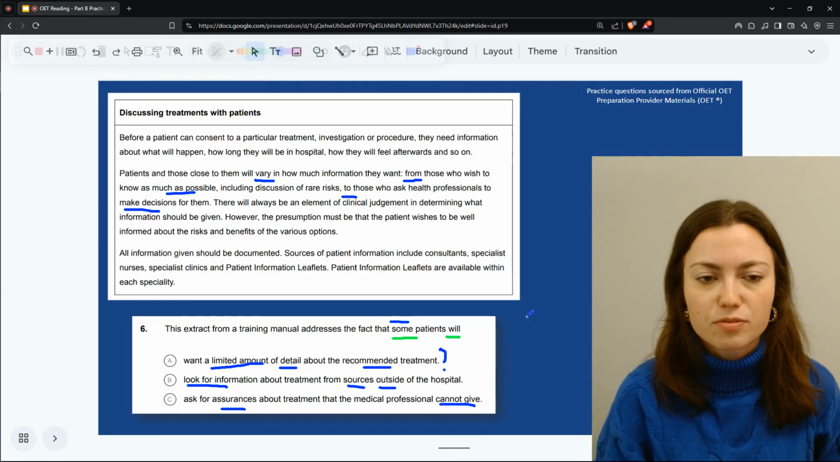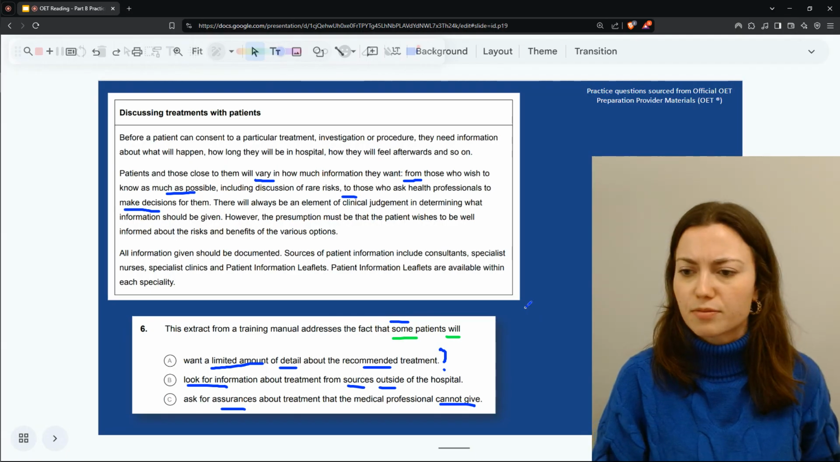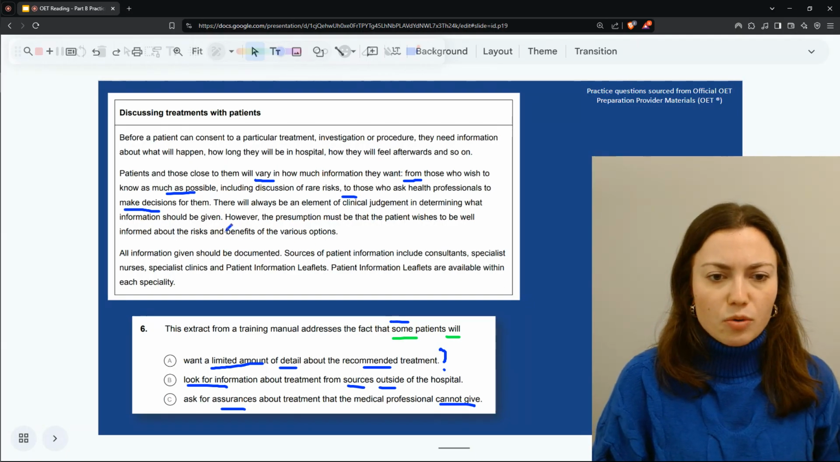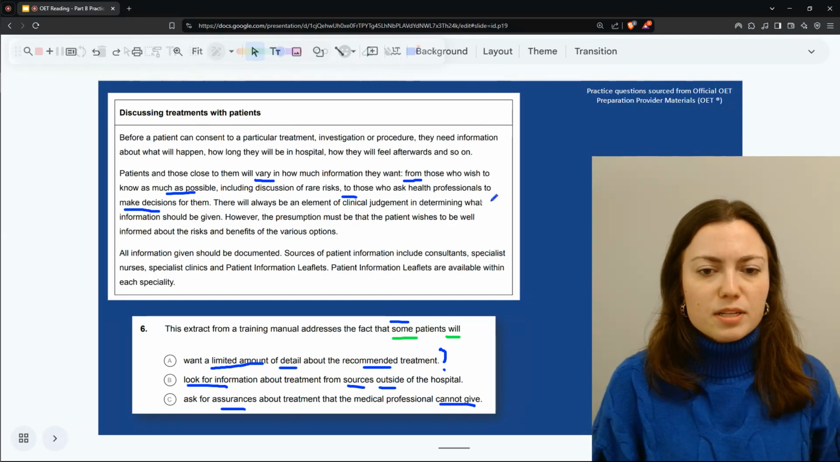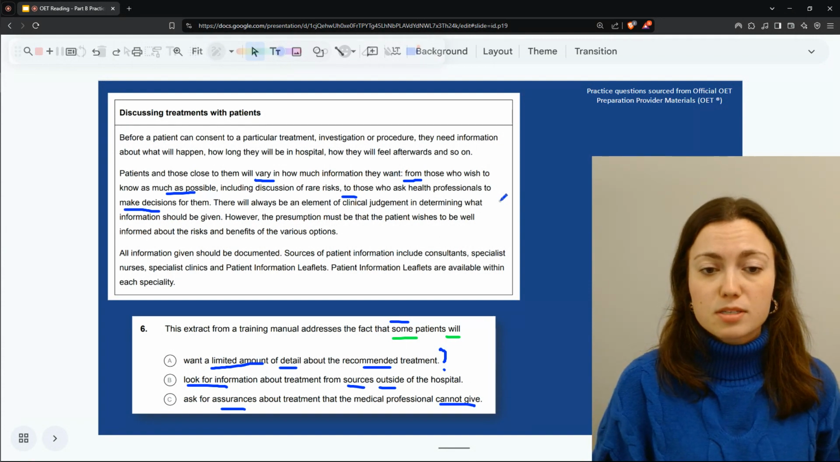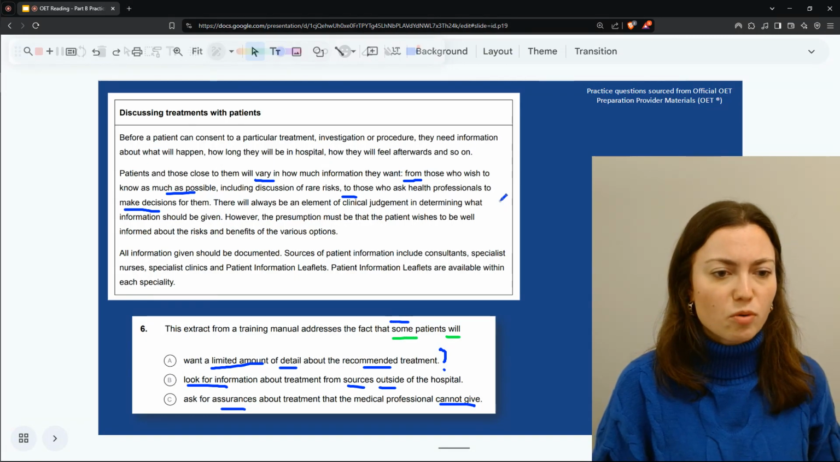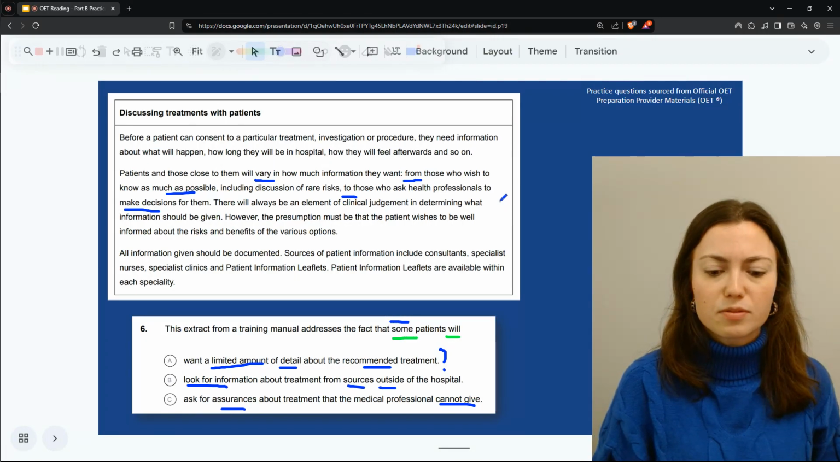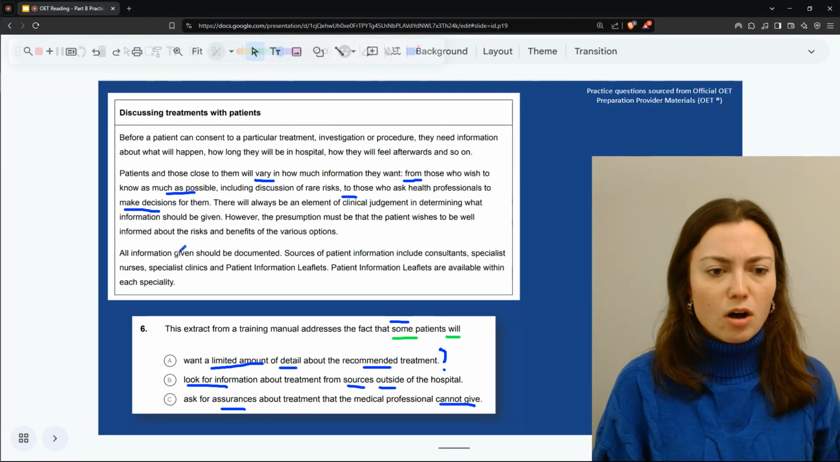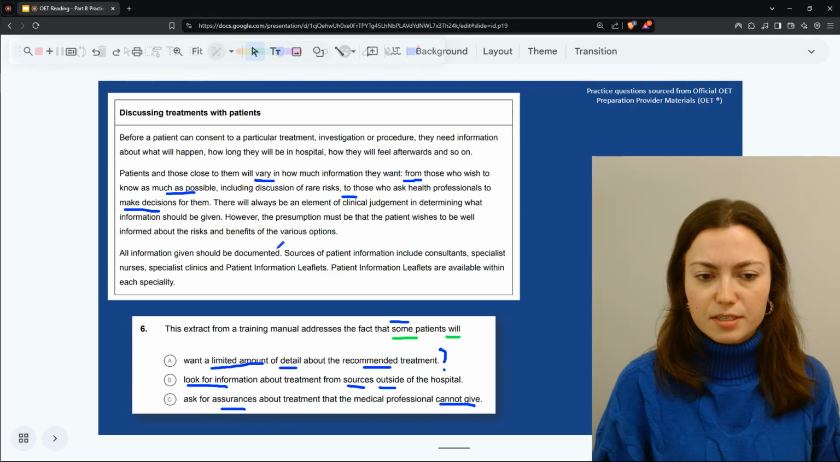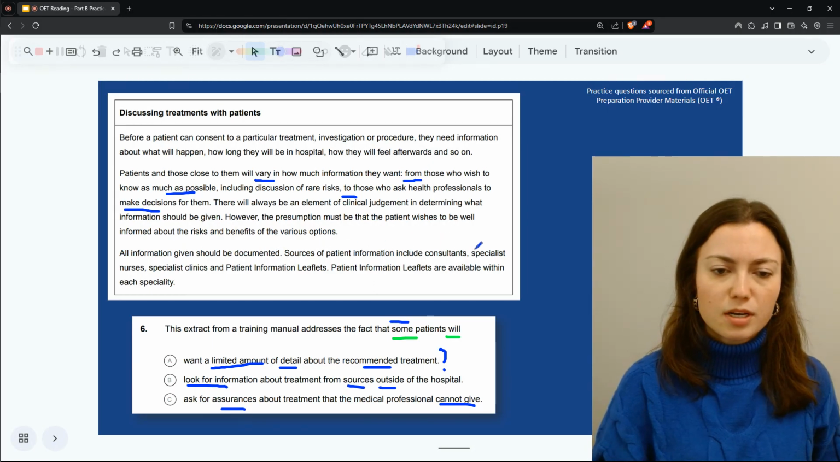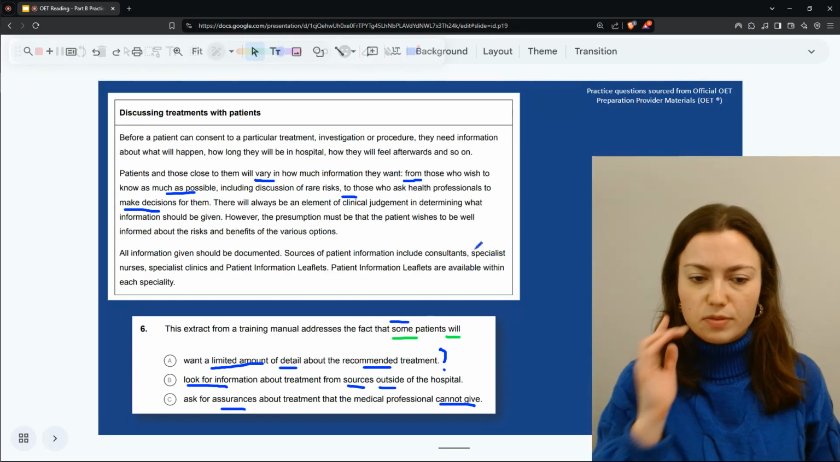I also want to look for evidence to rule out other options if there is. So what do we have? There will always be an element of clinical judgment in determining what information should be given. However, the presumption must be that patient wishes to be well informed about the risks and benefits of the various options. Okay. All information given should be documented. Sources of patient information include, and then they list all of those.